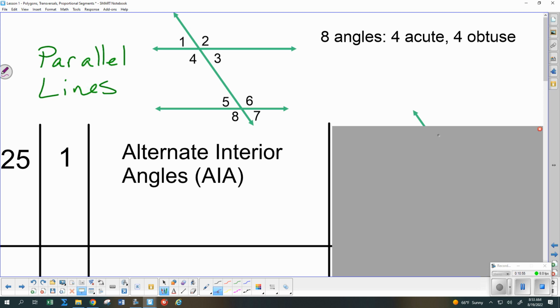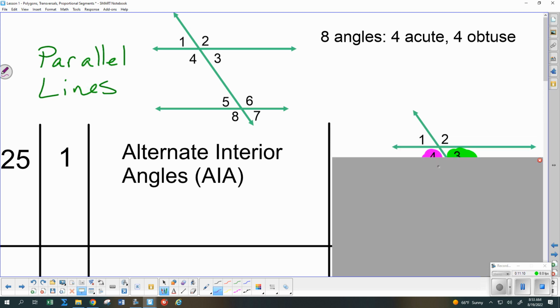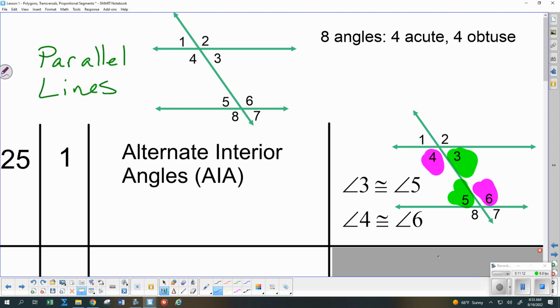So does everybody see out of 3, 4, 5, and 6, it looks like 2 of them are acute and 2 of them are obtuse? The 2 acute ones are alternate interior. The 2 obtuse ones are alternate interior. So you're not going to recopy the picture.